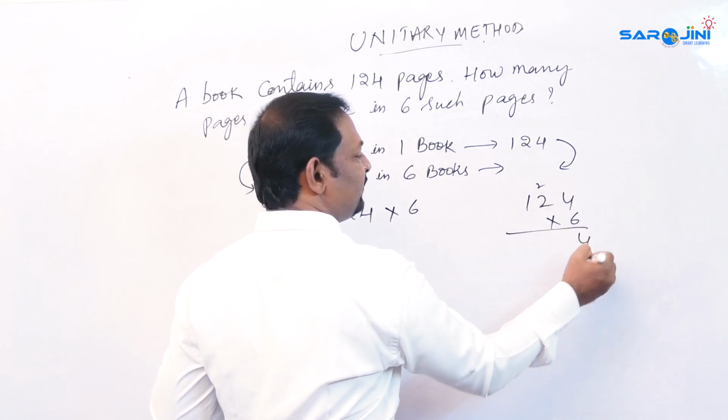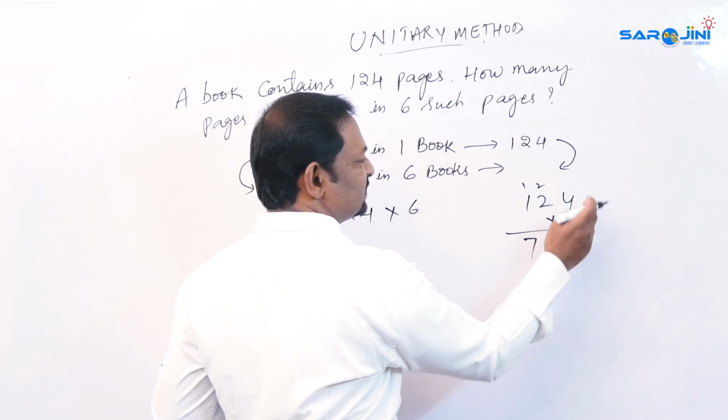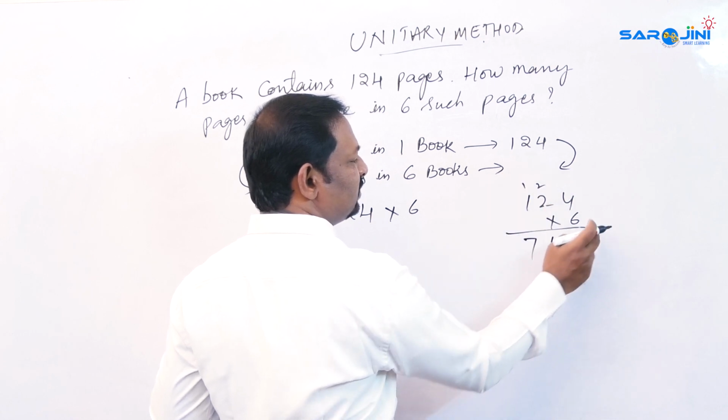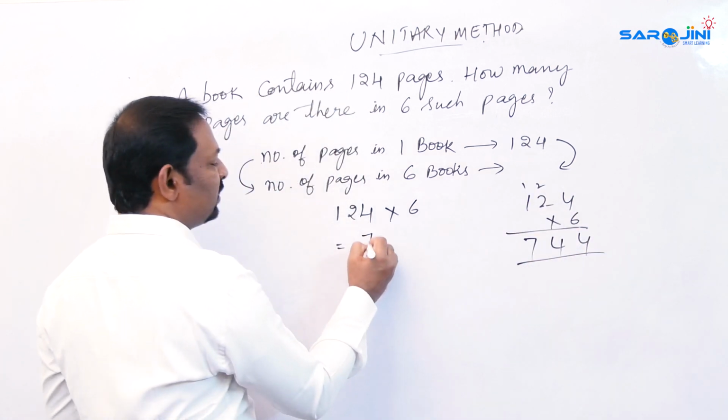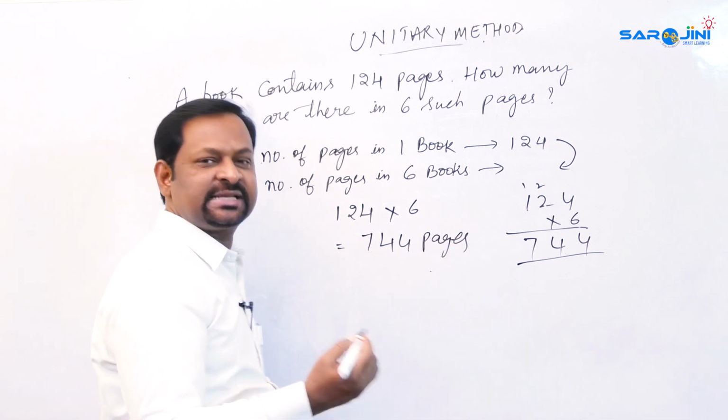6 4s are 24. 12 plus 1, 12 plus 2, 14. 6 and 7. 6 4s are 24, 12 plus 2, 14, 6 plus 1, 7. So there are 744 pages in 6 books.